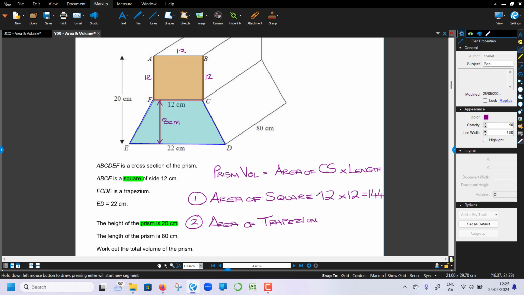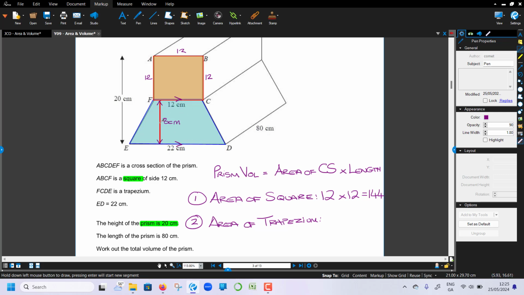So the area of the trapezium. Right, there's my columns. The area of the trapezium. Now you could split this up, but there is a formula for the area of a trapezium. It's half the sum of the parallel sides.